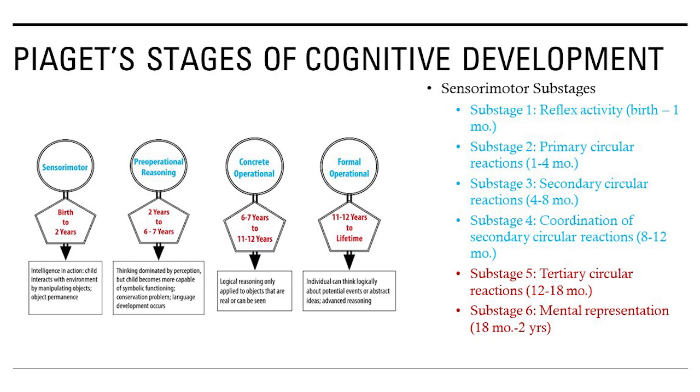Secondary circular reactions substage is characterized by infants beginning to repeat actions that affect their environment, such as shaking a rattle. Lastly, in the coordination of secondary circular reactions substage, goal-directed behavior emerges, and infants combine actions to achieve objectives, showing early problem-solving skills. This is also when they begin to develop object permanence, or understanding that objects exist even when out of sight.